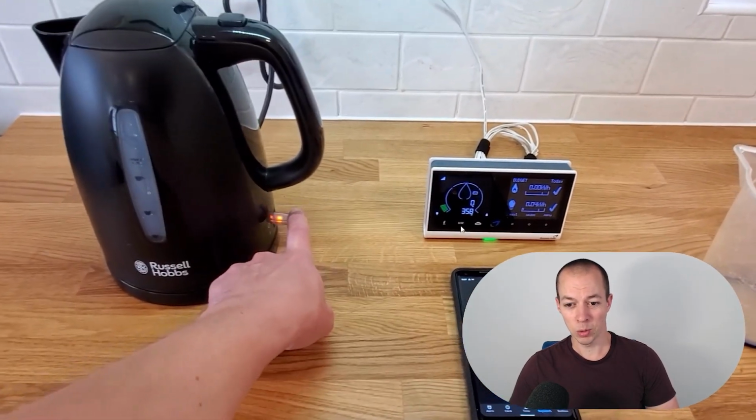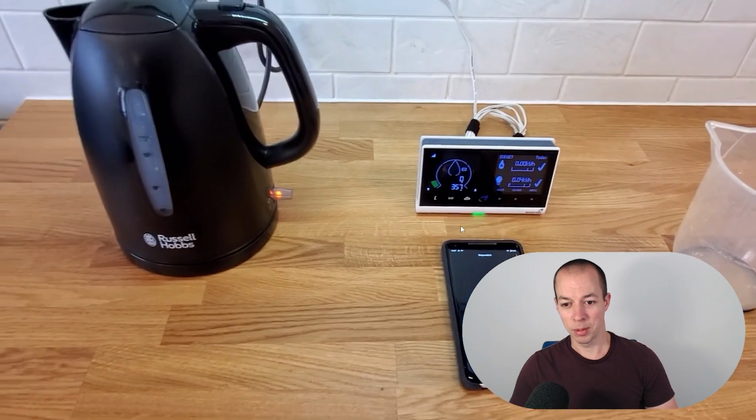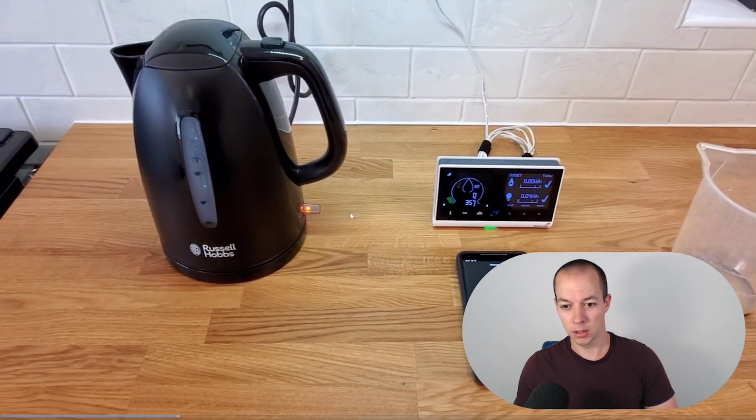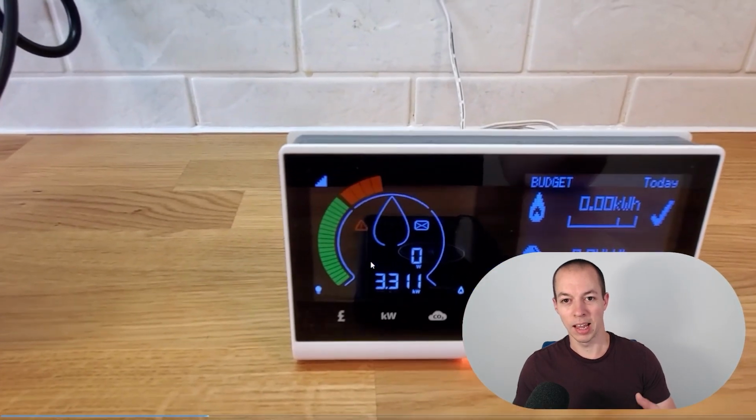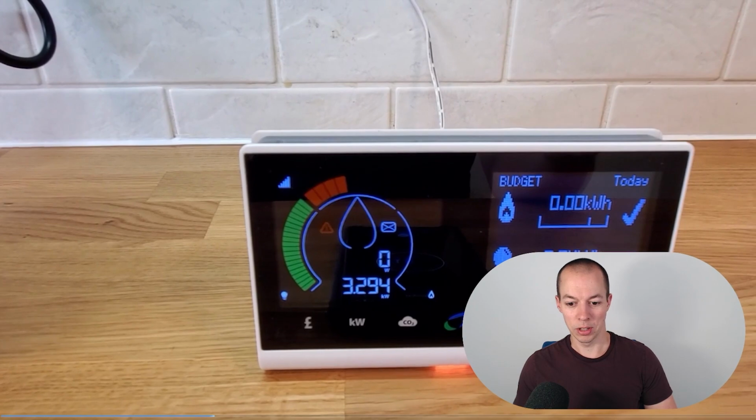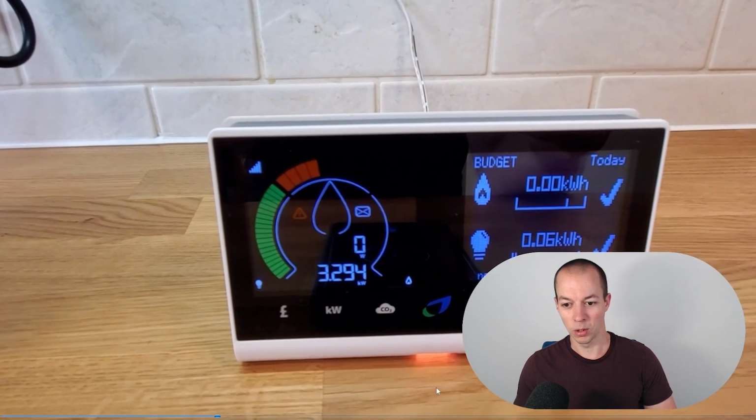So let's flick the power switch. And there's a very slight delay before it actually starts to draw power. The light's on, but it doesn't actually start pulling power. Wait for the noise. There we go. There's a very subtle noise there. And all of a sudden, we're drawing 3.3 kilowatts of power. So like I say, it is a 3 kilowatt element.